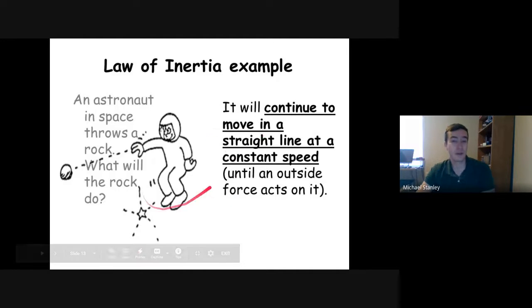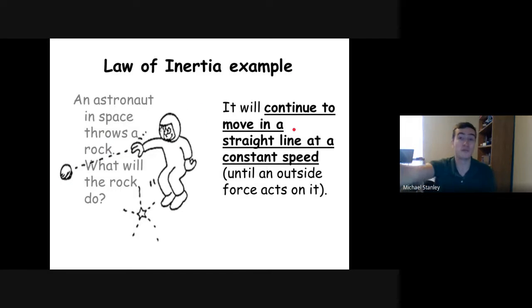So like I said before, when you're in space, you don't have any friction or air resistance. So if an astronaut in space throws a rock, the first law says that the rock will keep moving in a straight line at a constant speed. There's no other forces acting on the rock to slow it down. So it's going to keep going at a certain speed until it encounters some other force.